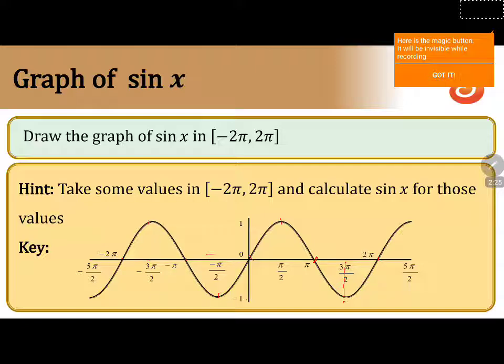So the graph will be this curve. This is also called sinusoidal curve.